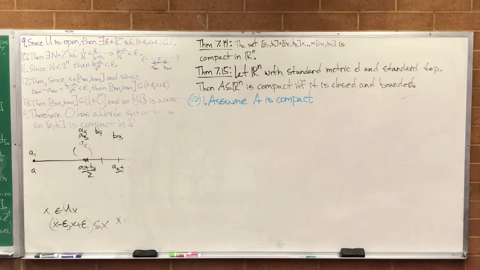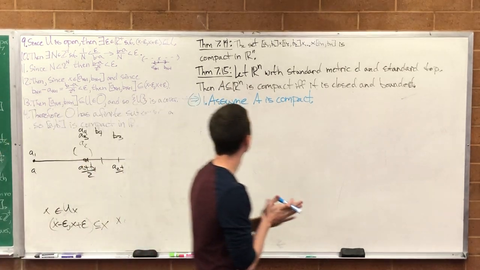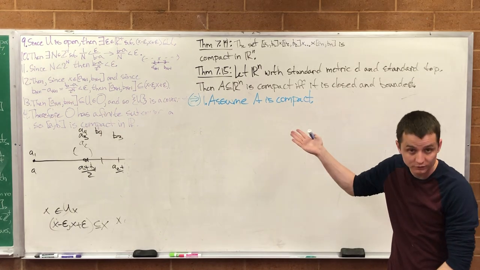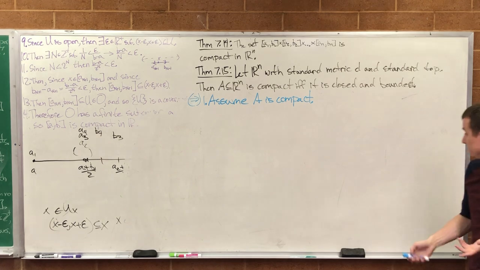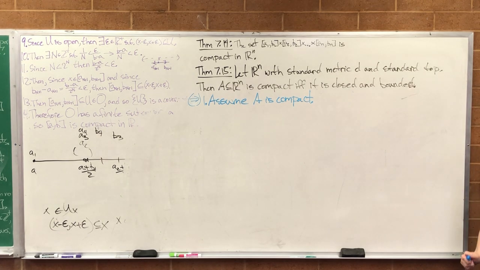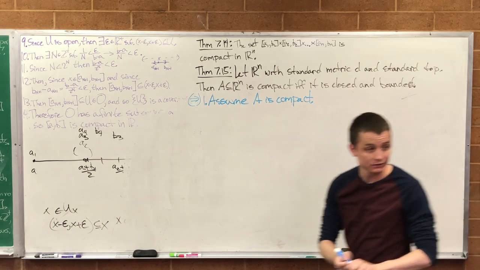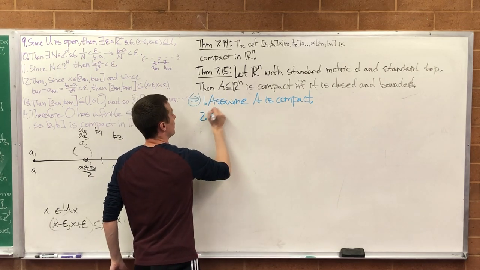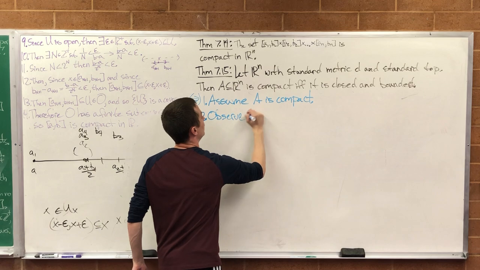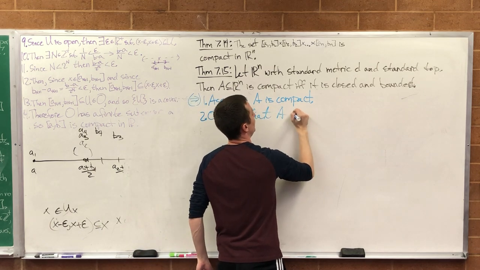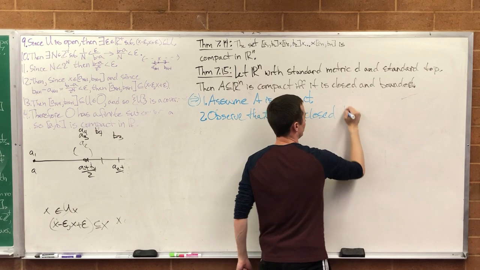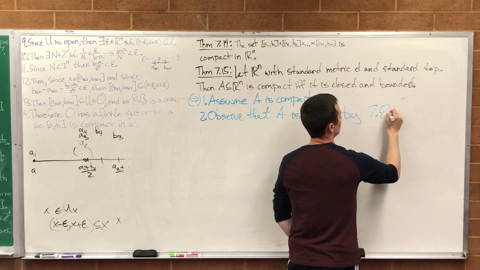Our theorem clear over here, 7.8, was if X is Hausdorff and A is a subset of X that's compact, then it's closed. So we need to show Rn is Hausdorff? We already know it's Hausdorff. It's a metric space, and every metric space is Hausdorff. That's a proof that we already did. So the first part's given. From our first theorem that we proved today, we know that A is closed. Observe that A is closed by 7.8, the first thing we did today.